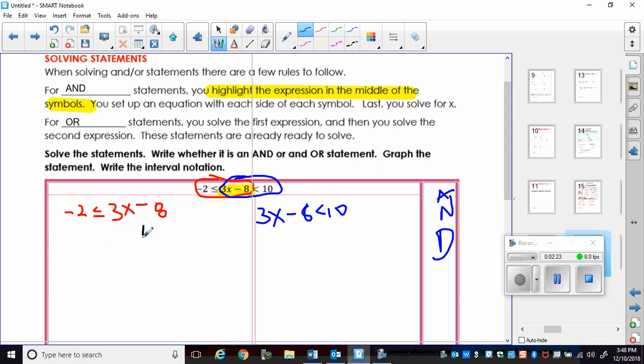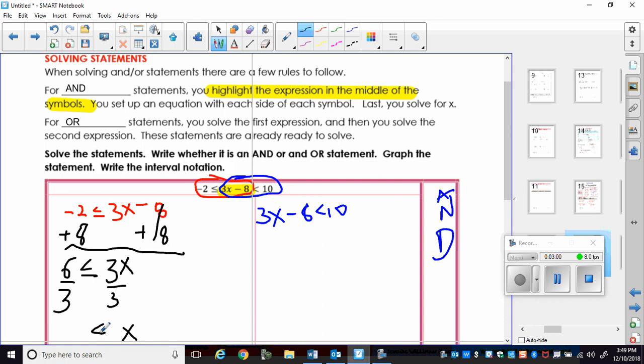For the first side, we're going to add 8 to both sides. I'm going to combine those like terms on both sides of that symbol, right? And -2 plus 8 is 6. Less than or equal to comes down, 3x comes down. Now my goal here is to solve for x, so I divide both sides by 3. And x is greater than or equal to 2.